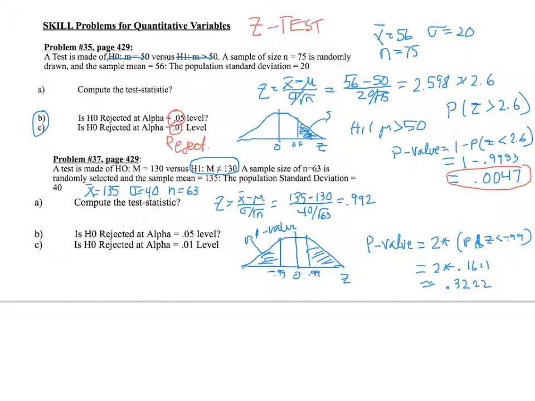Notice that this p-value is bigger than these two values here, so we do not reject. Since our p-value is greater than 0.05 or 0.01, we will not reject.